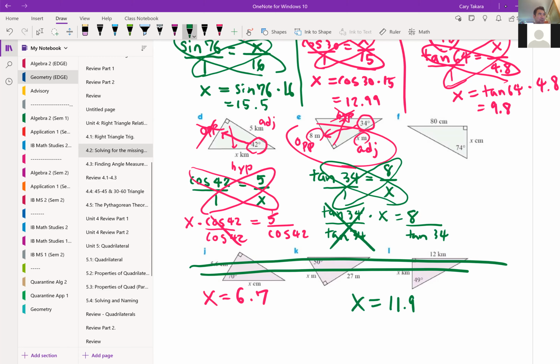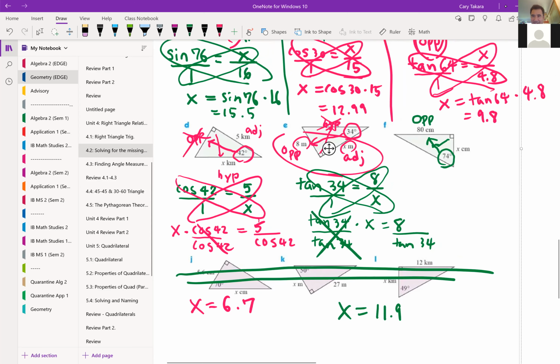Okay. So last question. Let's finish this up. And then we're done. Okay. So label, the focus angle is this one. So opposite is this one right here, 80 centimeters. That's opposite. Hypotenuse, again, there's nothing on a hypotenuse, but let's write it down anyway. Hypotenuse is this side. That means X is adjacent. Again, it's opposite and adjacent. So this is a tangent again.